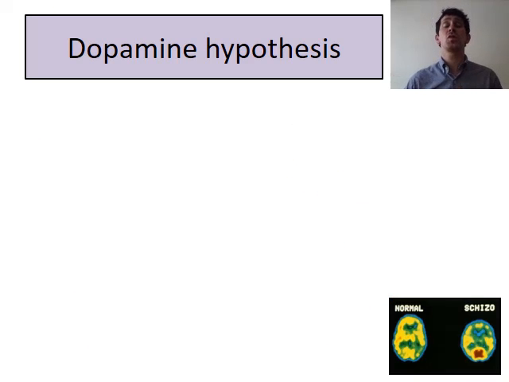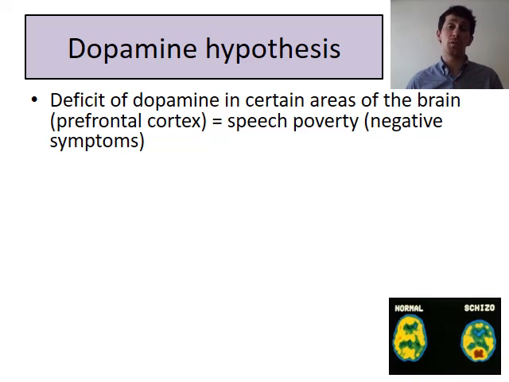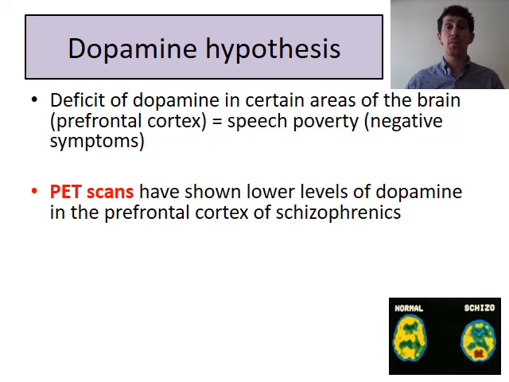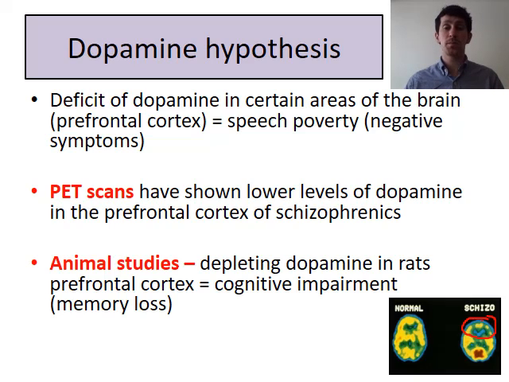The dopamine hypothesis doesn't just look at excess amounts of dopamine. It's also suggested that lower levels of dopamine might be linked to the negative symptoms. So higher levels of dopamine are linked to the positive symptoms, and lower levels are linked to the negative symptoms, but only in certain parts of the brain. It's been suggested that in the prefrontal cortex, lower levels of dopamine will be linked to things such as speech poverty. You can see the PET scan down here at the bottom, which shows that in the prefrontal cortex of schizophrenics, they've got much lower levels of dopamine than a normal individual.